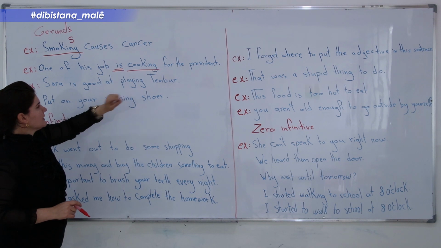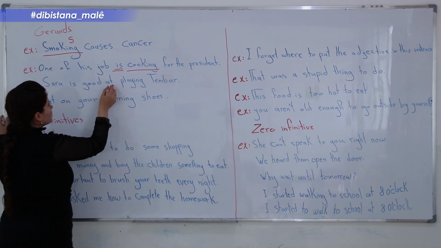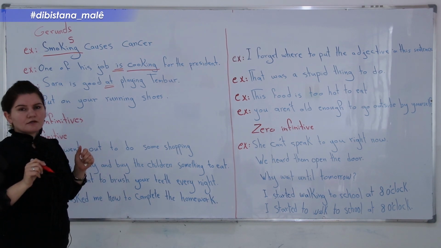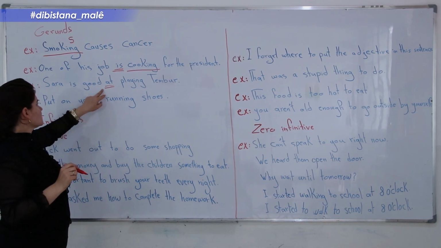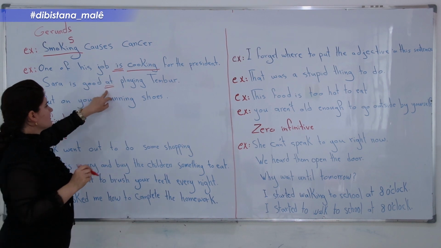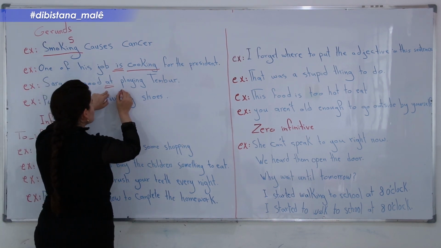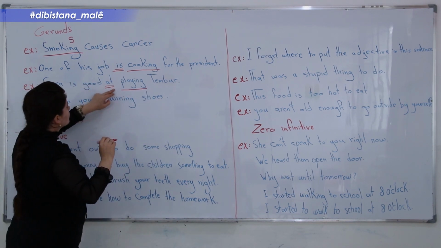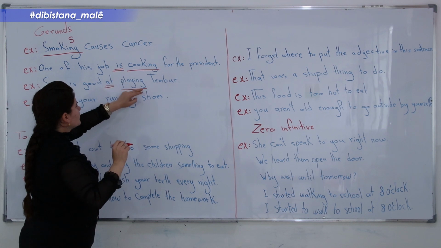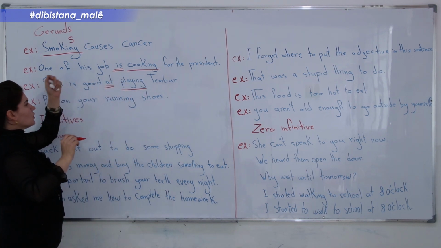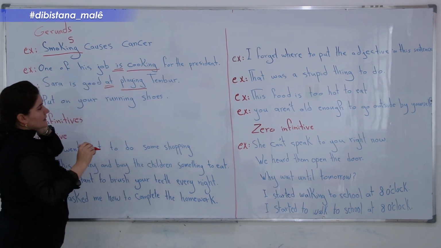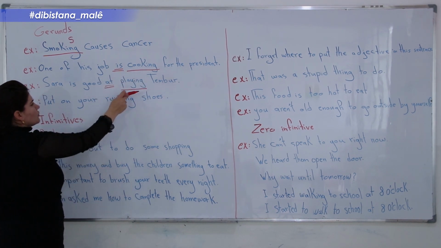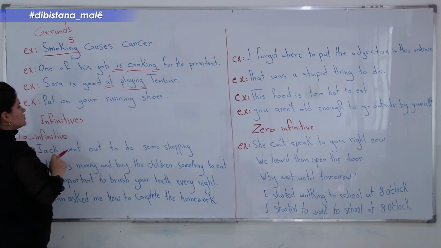Sarah is good at playing tambour. Here we have a preposition. So gerunds come after prepositions in sentences. Here we have at. At is a preposition. After at, we should use a gerund. We can't say Sarah is good at to play tambour. No, it's wrong. Or at play tambour. Again, it's wrong. We should say at playing tambour. So we use a gerund after a preposition.